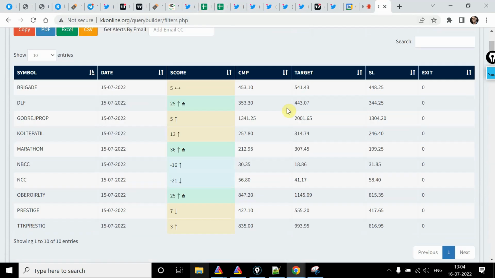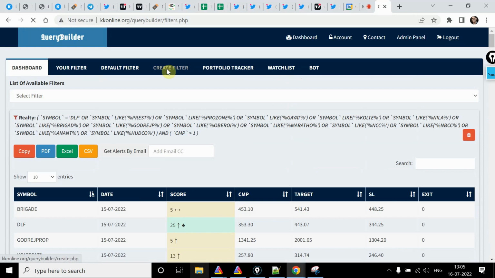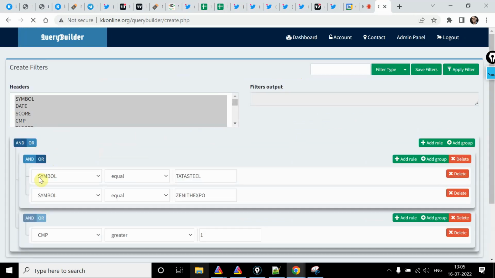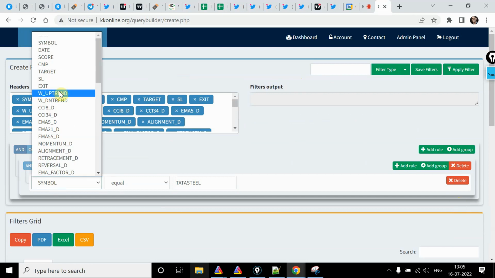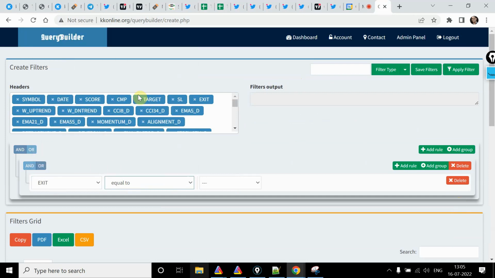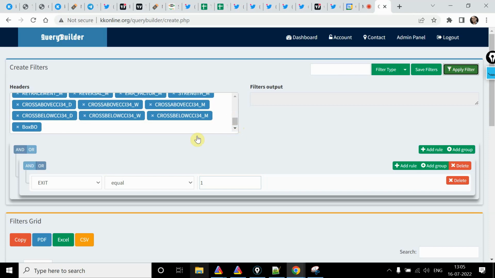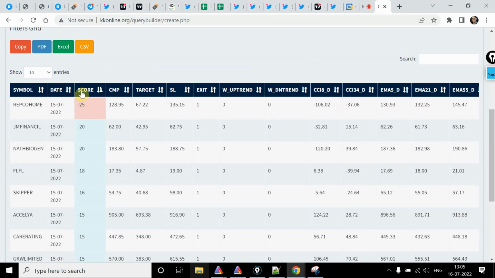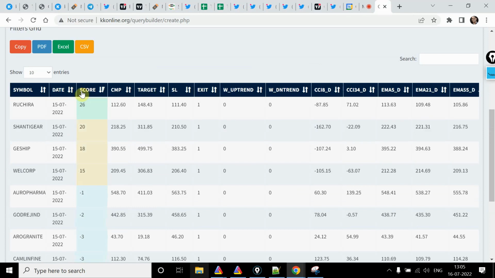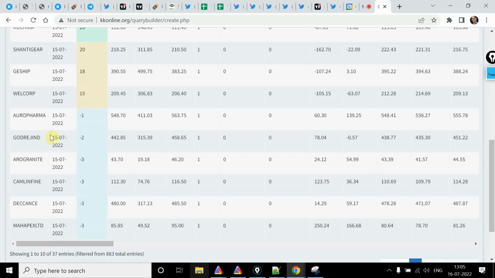Or I'll just create a widget out of it. So you go to create filter, and you just create a filter out of it, and then it will give it. It's on the dashboard, but then I would have to search for the exact keyword. So exit equal to 1. So these are the stocks. If I apply it, these are the stocks which have given me an exit. It can be an exit from the buy position or it can be an exit from the sell position. Exit is exit, right? So if I know by looking at the scores that, okay, Godrej Industries has given me an exit.